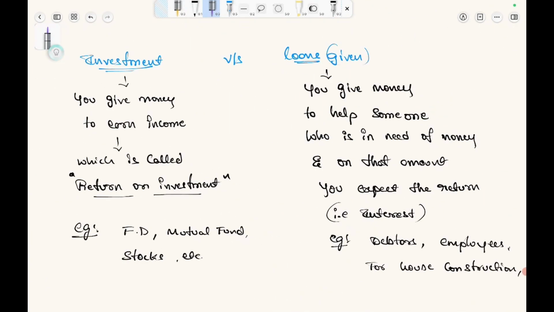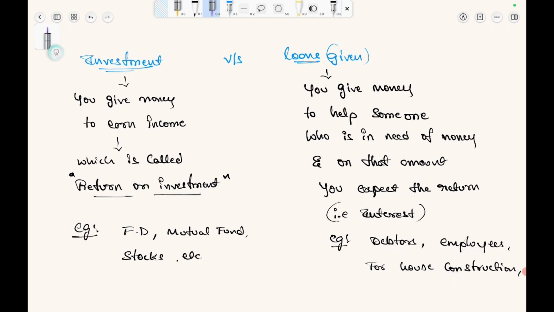Investments are where you are giving money to someone to earn income, which is called return on investment. Like you invest in FD and expect some return as interest around 7 to 8%. You may invest in mutual funds and you may invest in stocks, etc. In a loan, you give money to help someone who is in need of money, and on that amount you expect the return, which is interest also. Like you may give money to debtors, employees for house construction, etc.